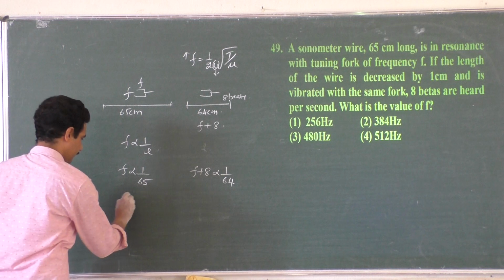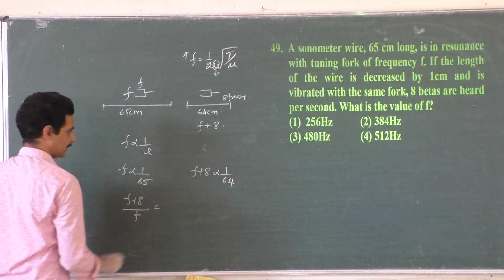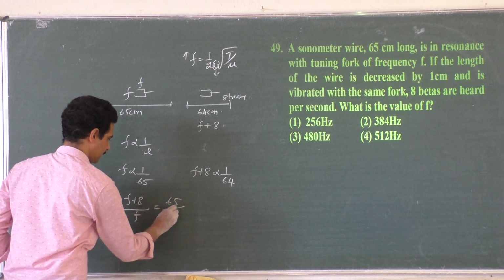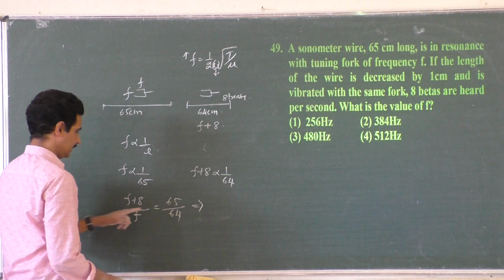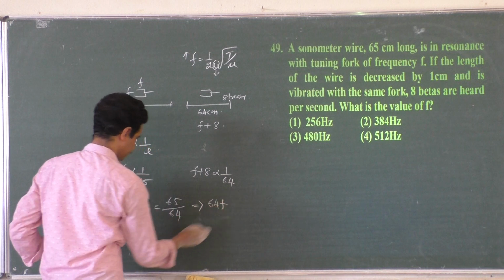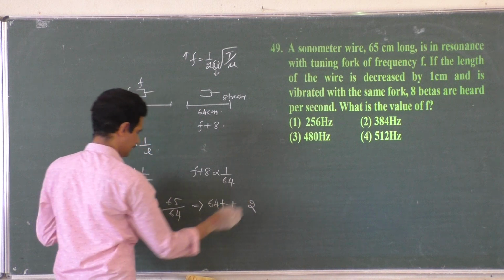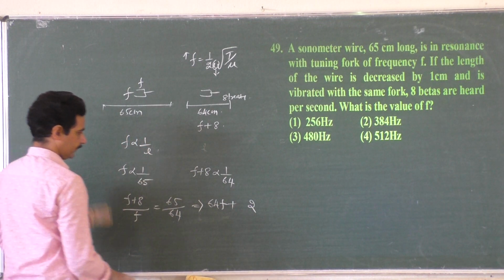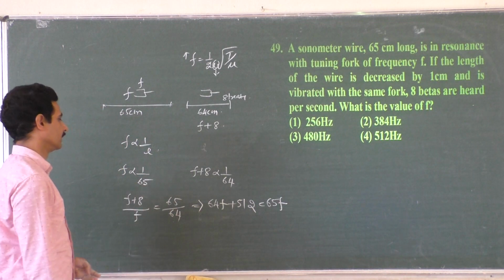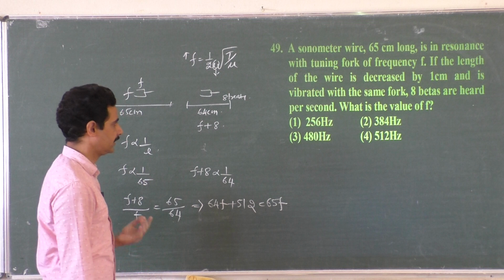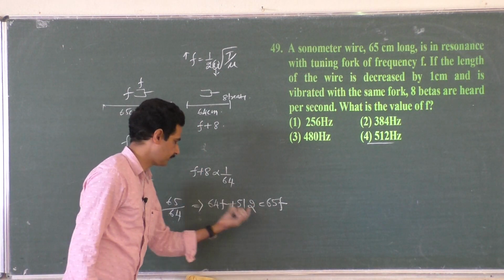Now divide them. F plus 8 by F is equal to 65 by 64. What is the question? What is the value of F? We have to multiply this now. 64F plus 512 is equal to 65F. 65F minus 64F, 512 itself. Same answer, because this is 1F. 1F is equal to 512.